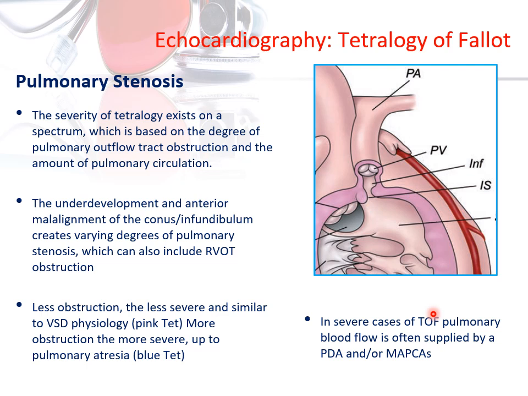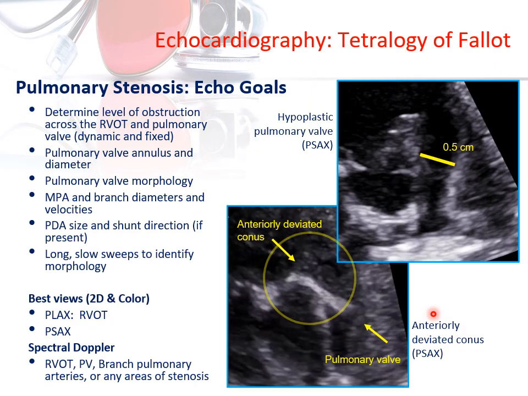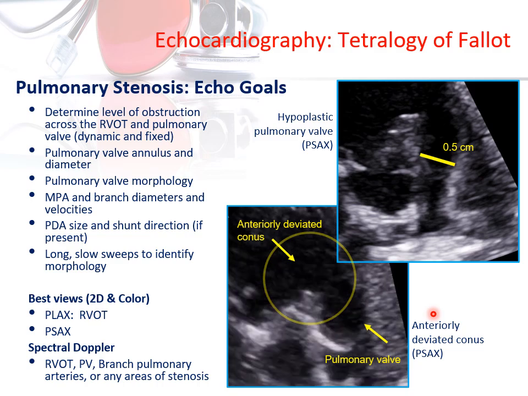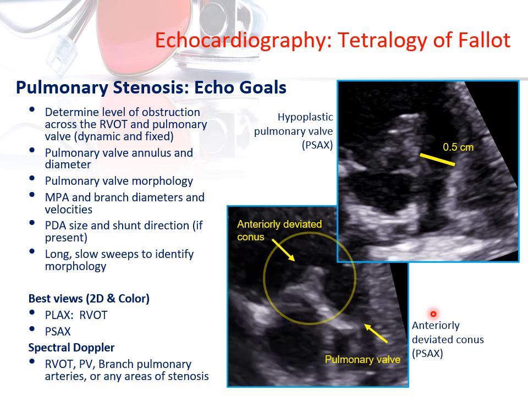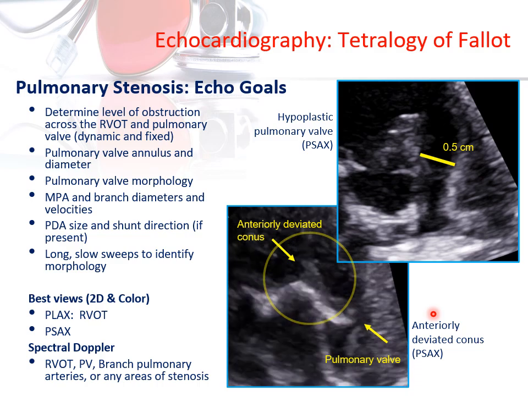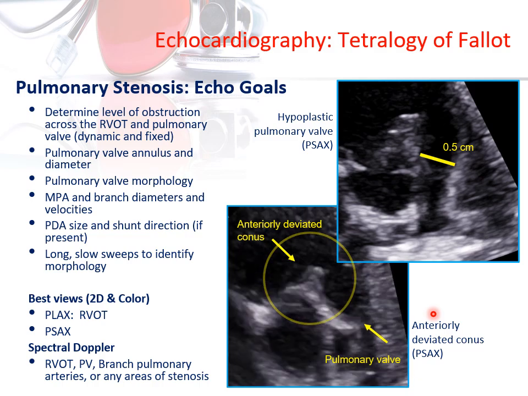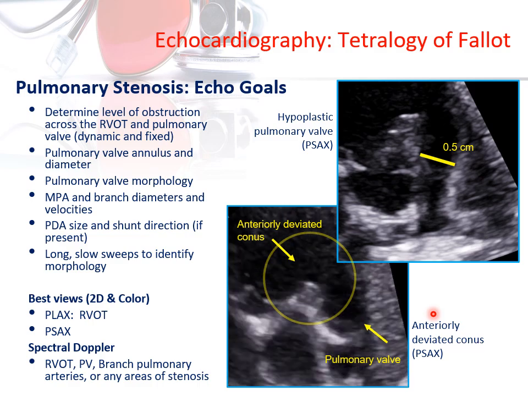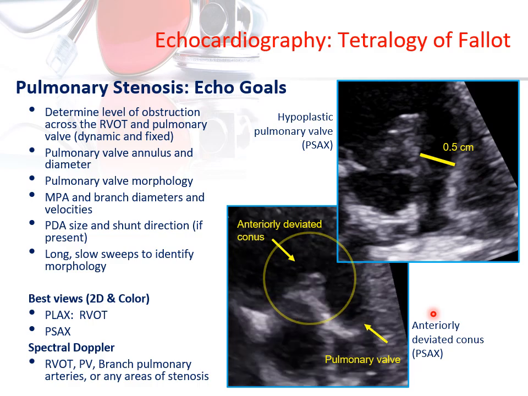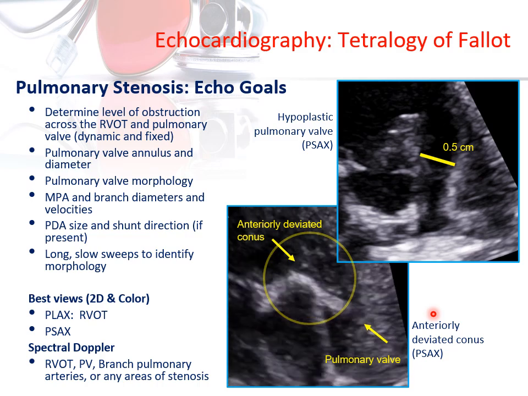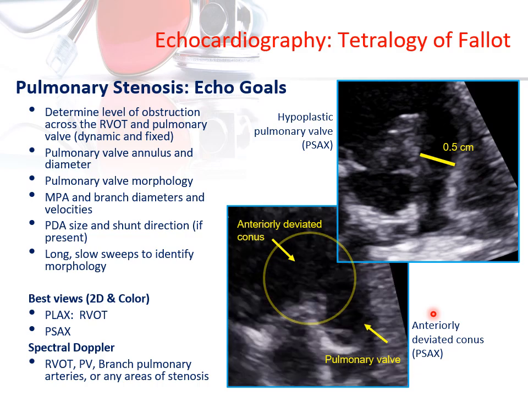Now, in severe cases of tetralogy, such as pulmonary atresia, blood flow is often supplied by the PDA and or MAPCAs, which I'll also get into later. All right, what are your echo goals with pulmonary stenosis? They are to determine the level of obstruction across the RVOT and pulmonary valve annulus and diameter, pulmonary valve morphology, MPA and branch diameters and velocities, PDA size and shunt direction if present, and you always want to use long, slow sweeps to identify your area of interest.